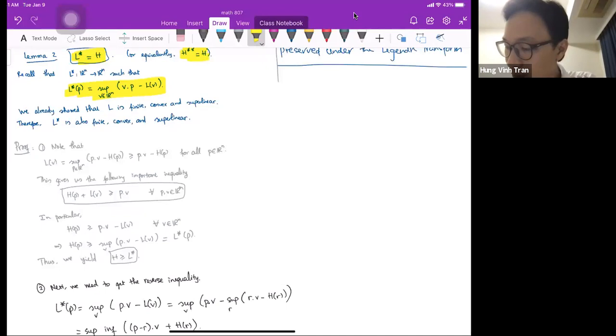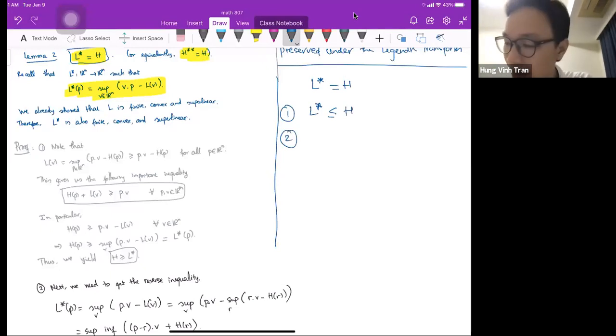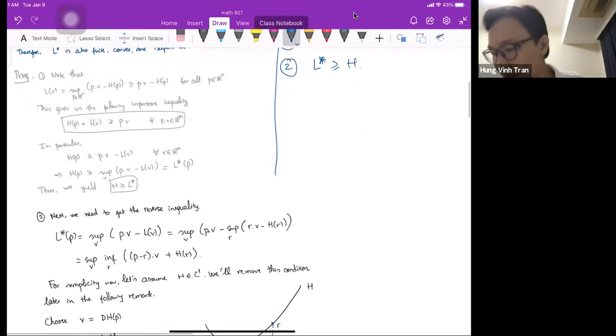To prove the result, we do it in two steps. In order to prove L star equals H, we are going to prove that L star is less than or equal to H, which is step number one, and step number two is that L star is greater than or equal to H. Typically in this kind of proof, when you do a two-sided inequality test, one of them is often simpler than the other. Not always, but that's that. So how do we see things?